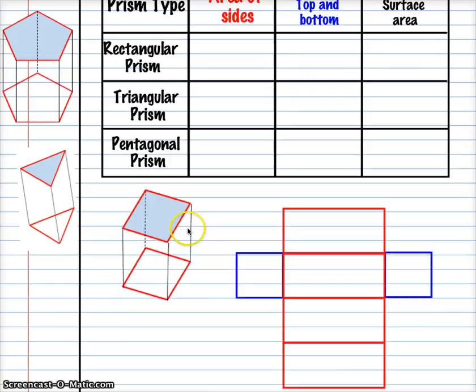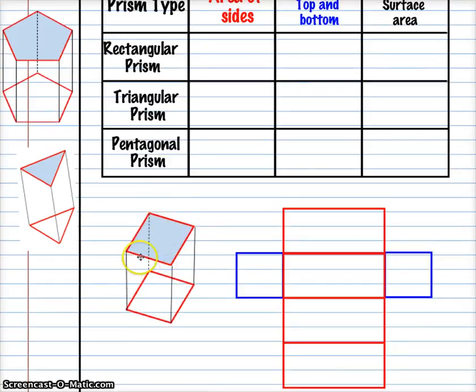Okay, so this is my prism, and if I cut it open and laid it out flat, this is what it would look like. They call this a net. Okay, so a net is what wraps around a prism. Okay, now this is the base. So this is my base. Okay, and I should have a base there, and I have a base on this side also. Okay, so these are my two bases.